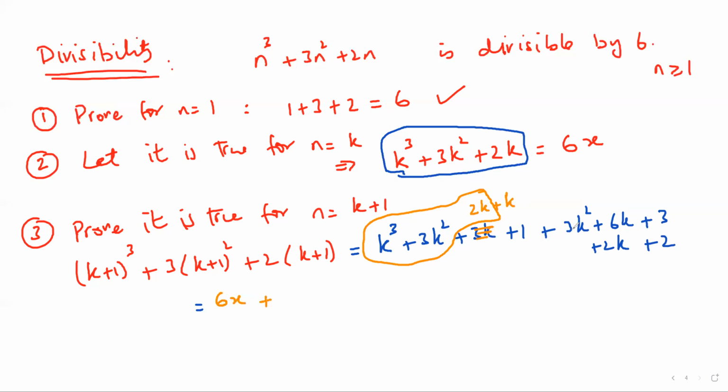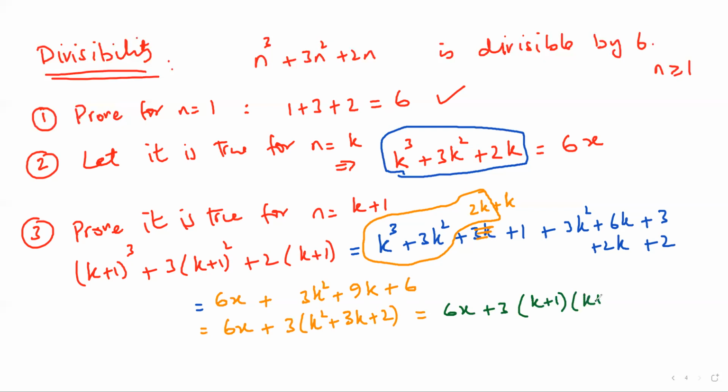Now what I'm left with is 3k squared, and then k plus 6k plus 2k, which gives me 9k. And then 1 plus 3 plus 2 gives plus 6. So this is 6x plus 3 into (k squared plus 3k plus 2). Now if we do some factorization, this is going to be 6x plus 3 into (k plus 1) into (k plus 2).